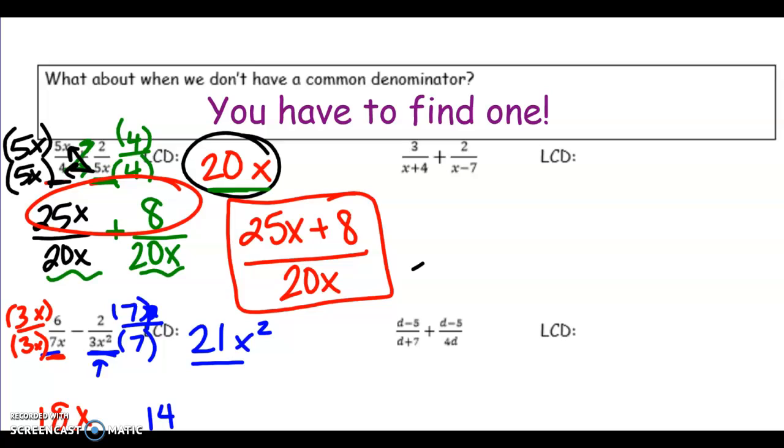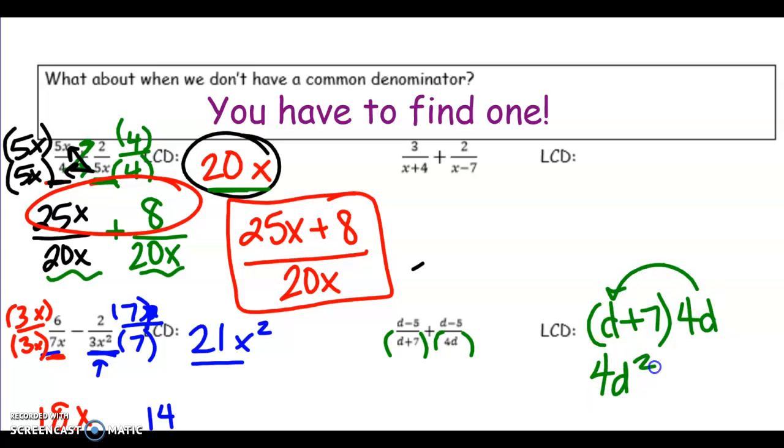All right, moving on. Now I've got 2 terms. And so what I want to do, actually we're going to go ahead and do the bottom first. I don't have anything that's in common. Since this has 2 terms on it, it's a binomial. What I need to do is just multiply them together. So d plus 7 times 4d is going to be my common denominator. But what I do need to do is distribute. So that would be 4d squared plus 28d.